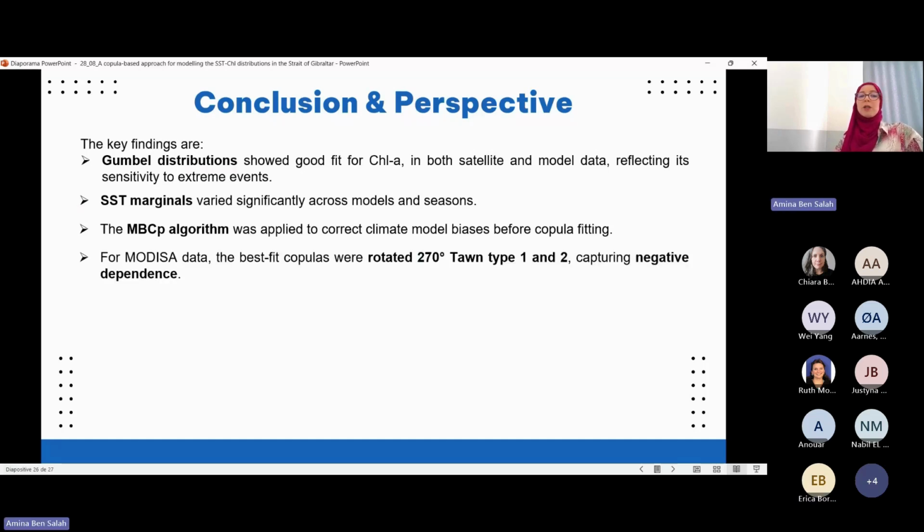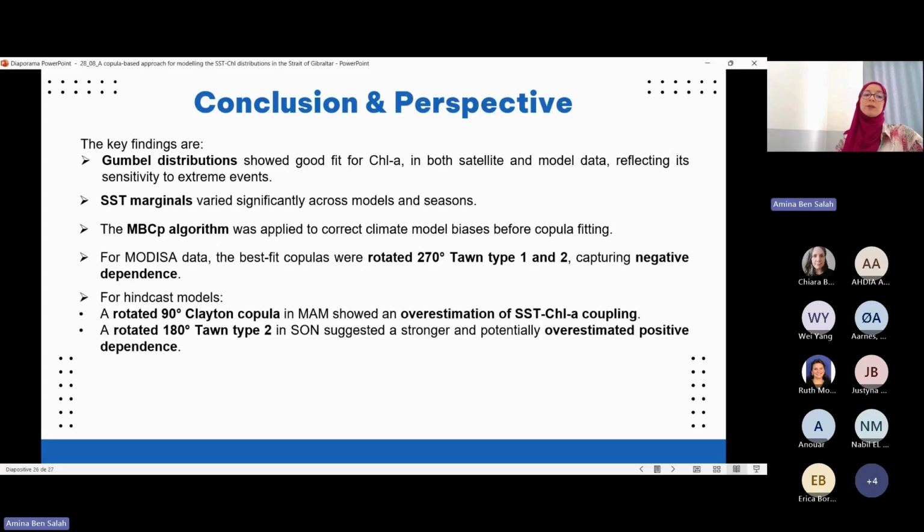For MODISA data, for the selected copulas, we selected the Tawn copula type 1 and 2, which capture the negative dependencies. However, for the hindcast models, the rotated 90 degrees Clayton copula is selected for the MIM season, which shows an overestimation of SST chlorophyll-a coupling. And for the S1 season, a rotated 180 degrees Tawn copula type 2 is selected, which suggests an overestimated positive dependence.